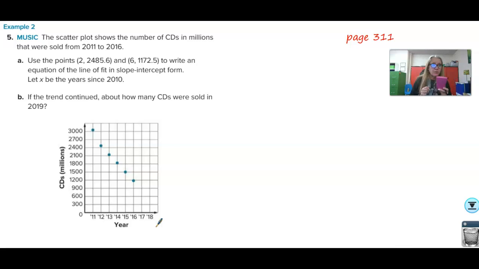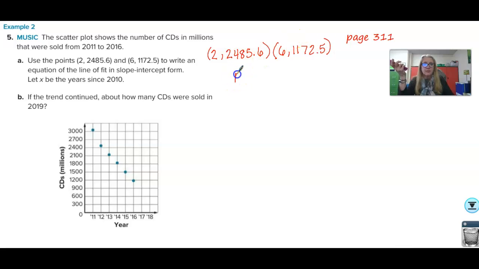I'm going to use the pink one today. Alrighty, so we're going to use these two points, as nasty as they are, to write an equation of the line. (2, 2,485.6), and the other point is (6, 1,172.5). All right, the first thing we have to do is find slope, which is why I got the calculator. Second y minus the first y over second x minus the first x.